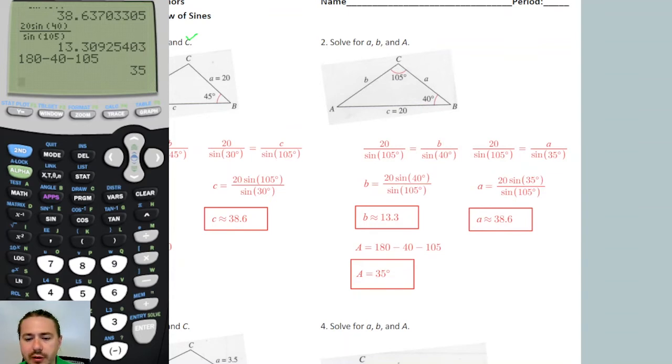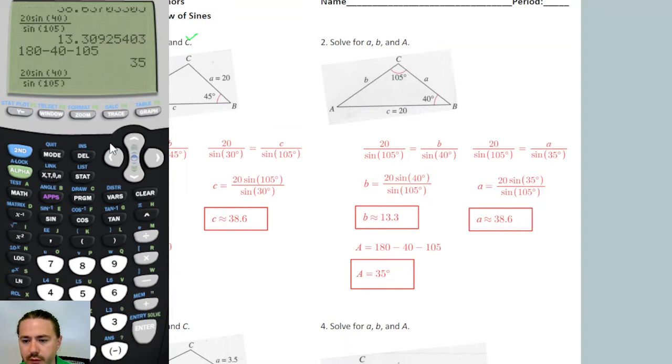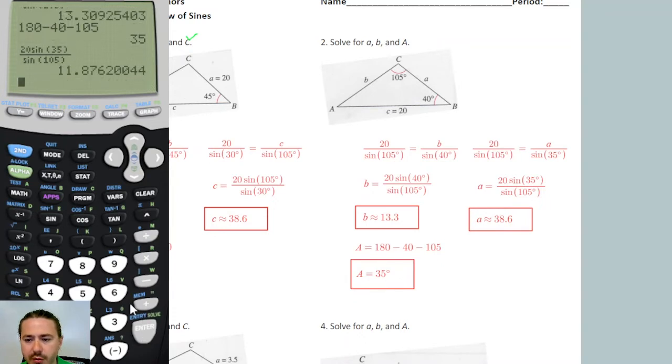All right, so let's go ahead and type that in the old calculator here. So 20 times the sine of 35 over the sine of 105. Okay, that looks all good to me. We'll go ahead and enter, and we get A is approximately 11.9.